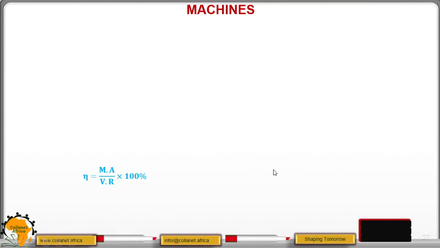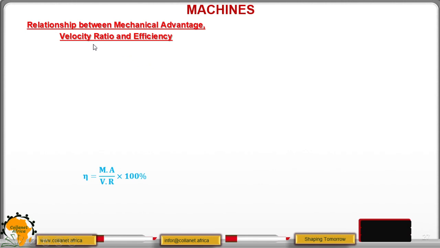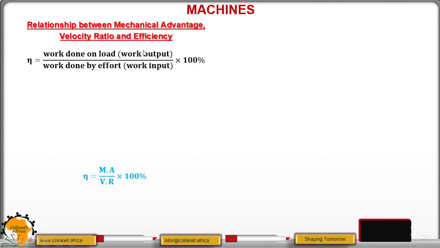From there, we can get the relationship between mechanical advantage, velocity ratio, and efficiency. We have defined efficiency as work done on the load divided by the work done by the effort. But we know that work is always given by force times distance. So if we are talking of work done on the load, it will be the load times the load distance.